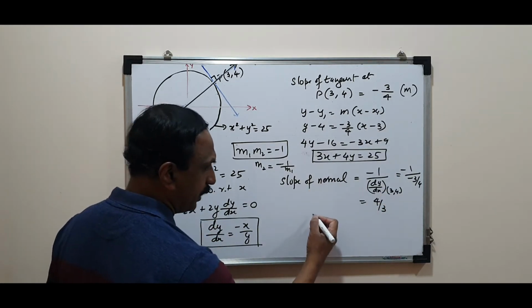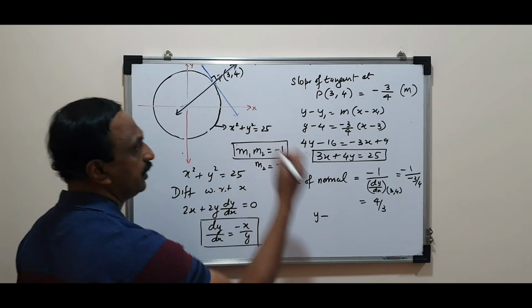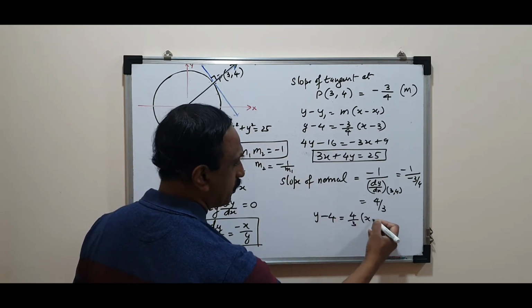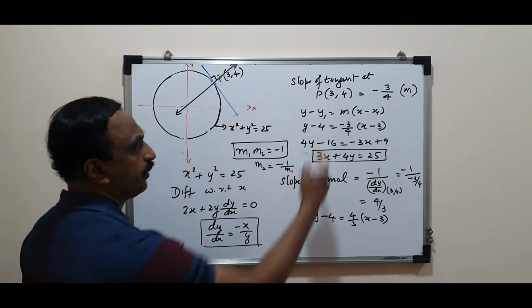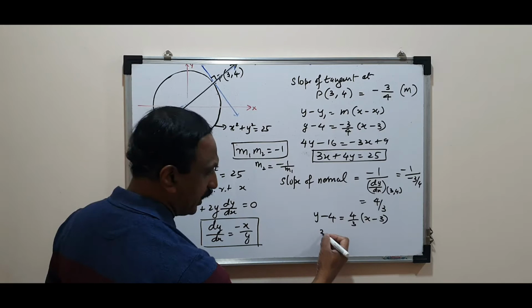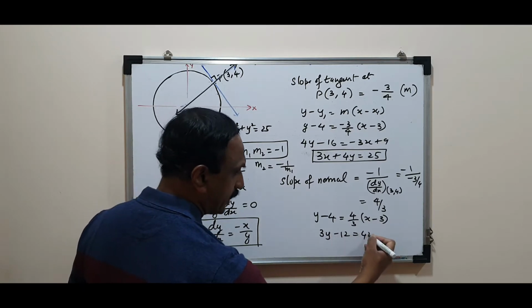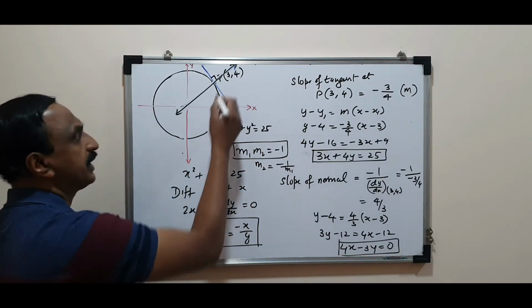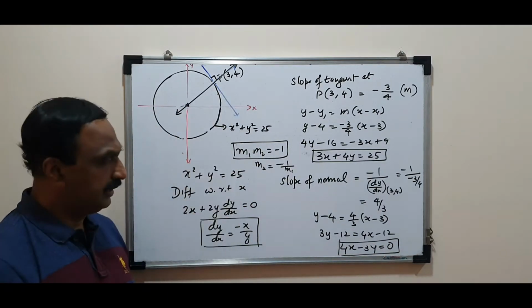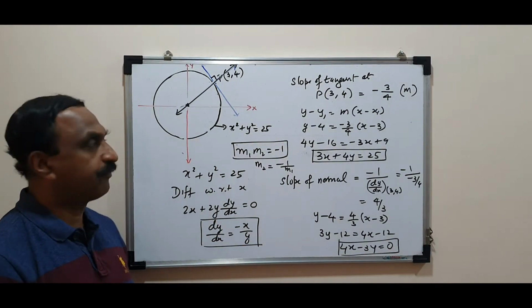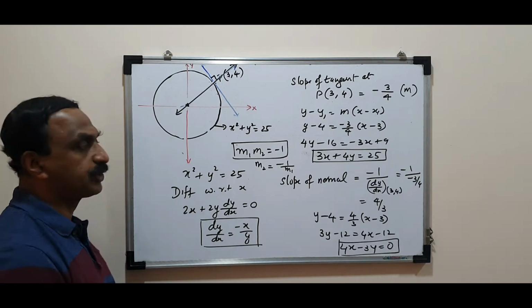So equation of the normal, y minus y1 is 4 is equal to m into x minus x1. So the formula remains the same, only the slope will change, nothing else. So 3y minus 12 is 4x minus 12. So 4x minus 3y equal to 0 becomes the equation of the normal. You can see the normal will pass through the center of the circle. That's why the constant term is missing there. So this is how you can find equation of the tangent and equation of the normal.